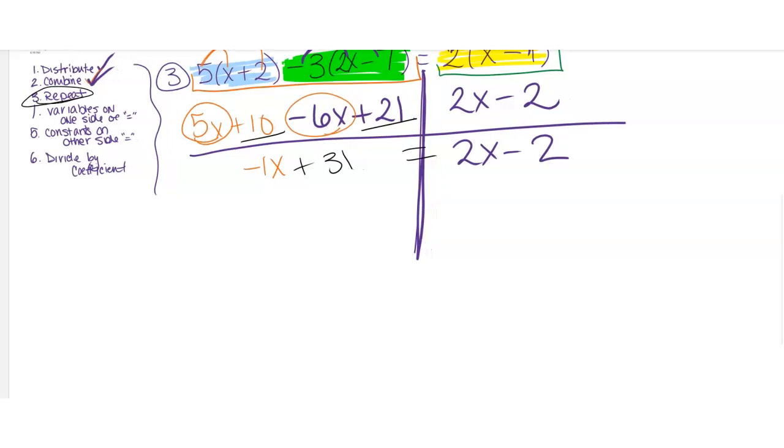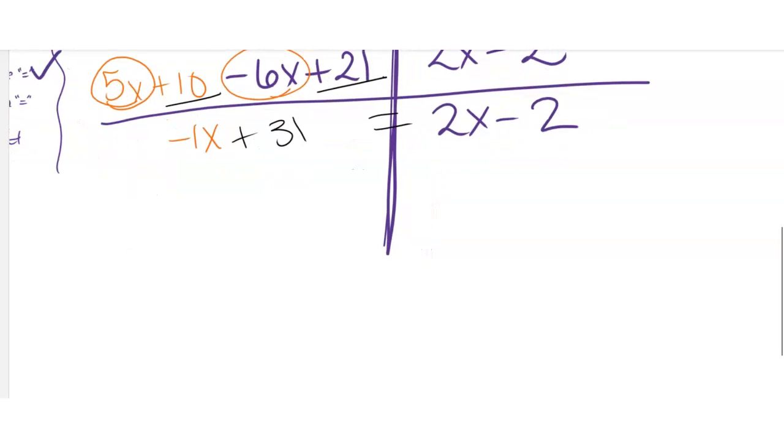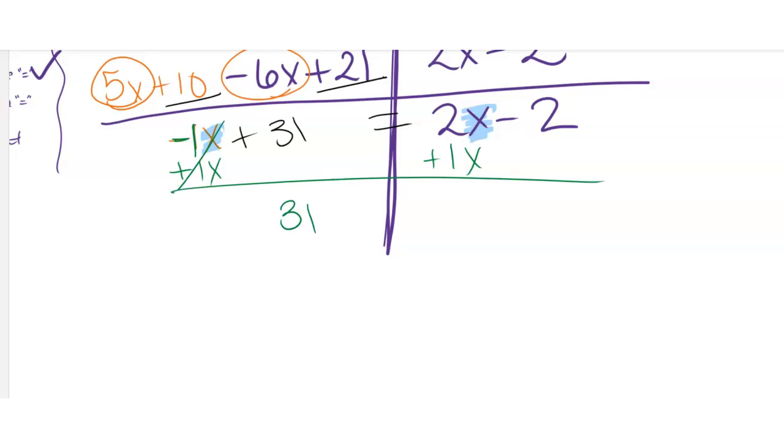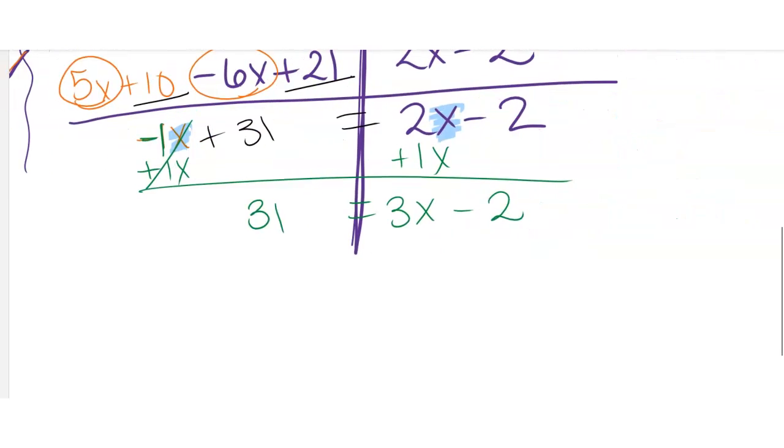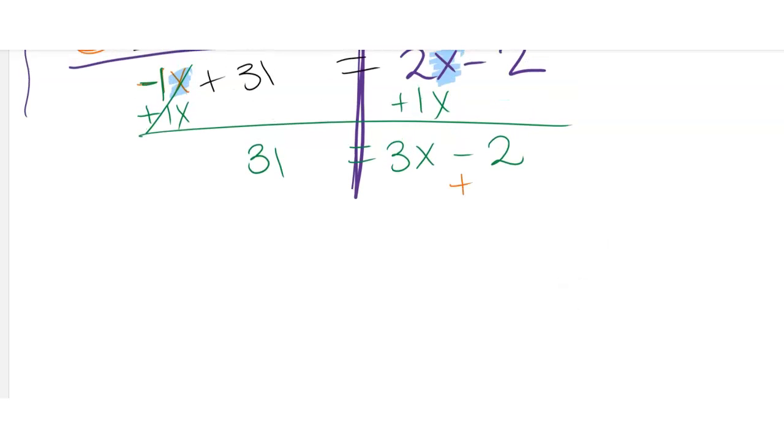So from here, we want to put our variables on one side of the equal sign. Right now we have x's on both sides, so we want to move the smaller of the two. I can see that negative 1 is smaller than 2, so I'm going to add 1x to both sides. We get 31 is equal to 3x minus 2. And then, since we already moved the variables to one side, now we're going to move our constants to the other side. So we're going to move the 2 by adding it. So now we have 3x is equal to 33.